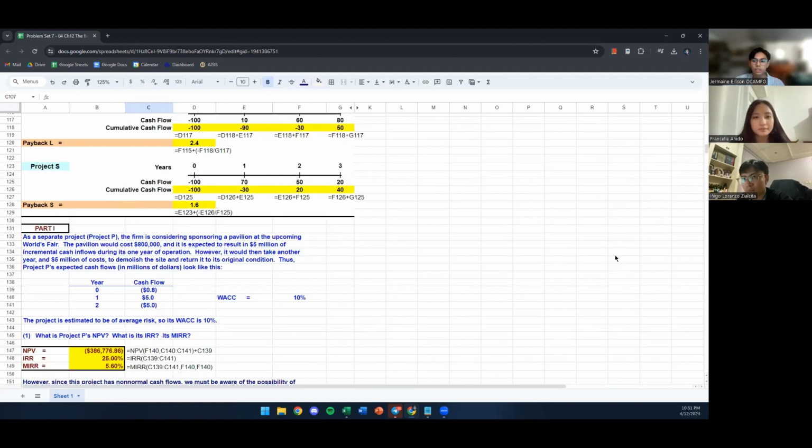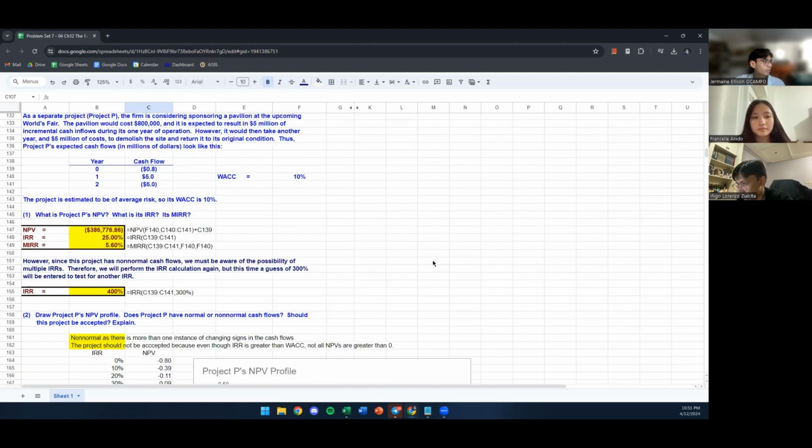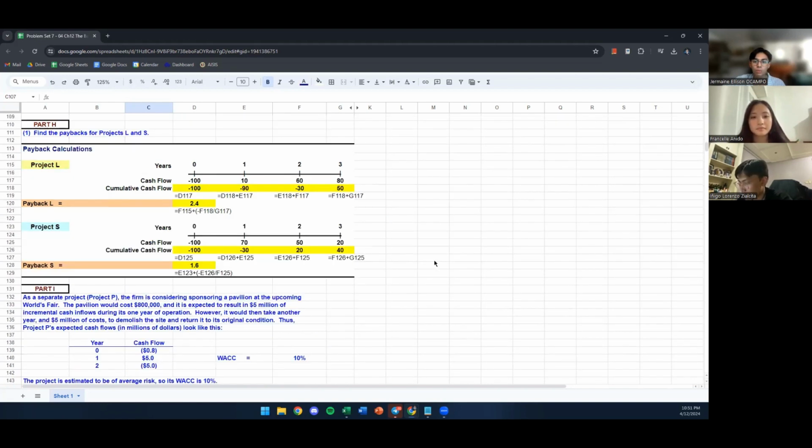For part H, we were asked to find the paybacks for projects L and S. In doing so, we have to compute for the cumulative cash flows for the years given, so 0 to 3. As we can see, in year 0 we have a negative 100 cash flow, but then added 10, then 60, and then 80 in the succeeding years, which gives us a cumulative cash flow of 50 at the end of year 3. And in order to compute for the payback, we have to identify which year the cumulative cash flows became positive and the year before that.